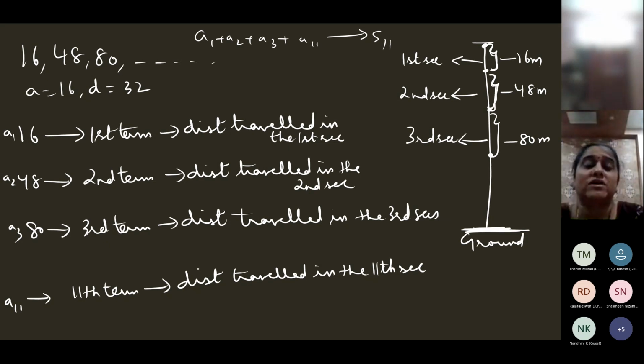Then when should you find A11? If they ask you to find the distance traveled in the 11th second or during the 11th second, that particular 1 second, that is A11. In 11 seconds, meaning 1, 2, 3, up to 11 seconds, the duration is 11 seconds. That's the sum of all the terms till the 11th term, which is S11.